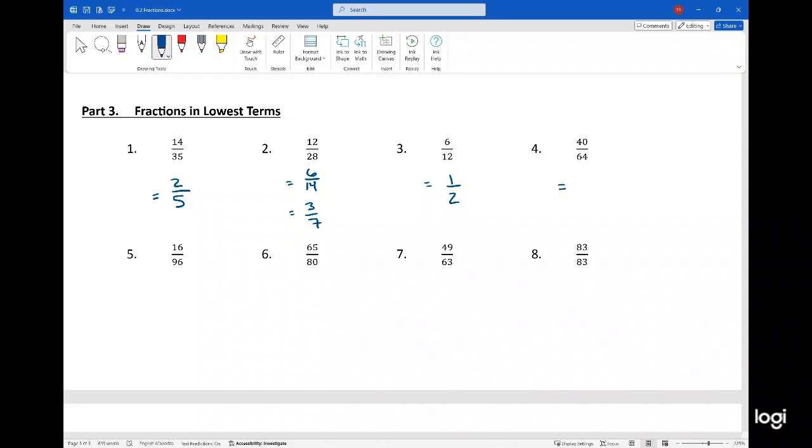Okay, this one. You can keep going and trying to find the biggest number. I could divide by 2. It's not going to be divisible by anything odd, I don't think, at least not nicely.